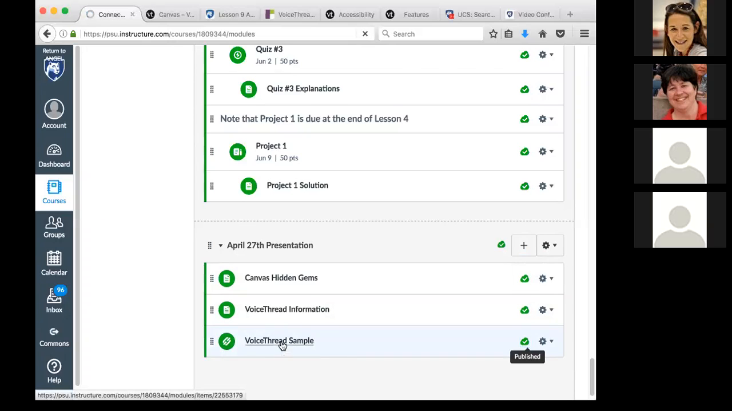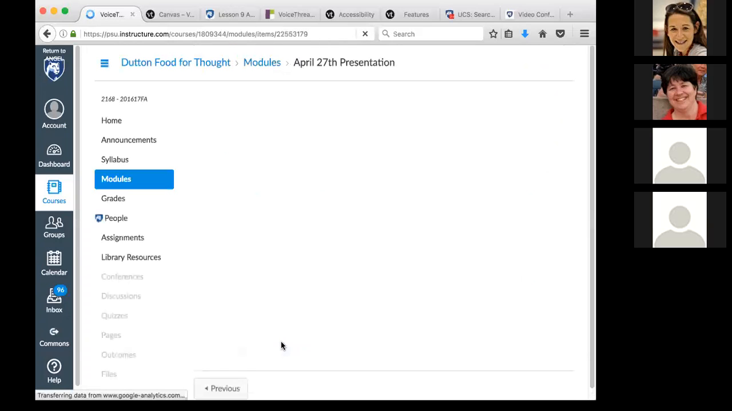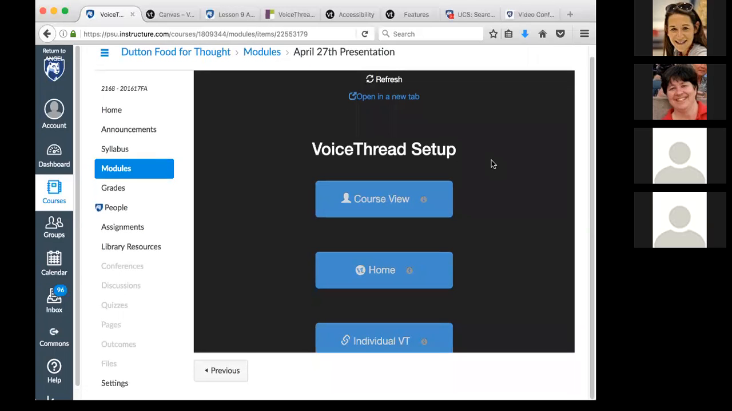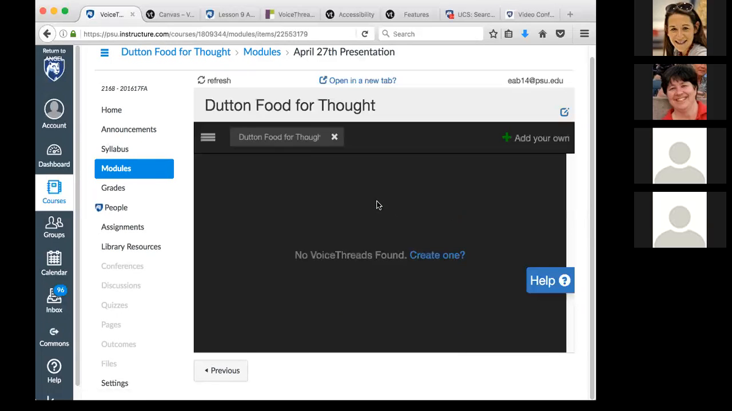Now I'm going to click on the link. What you should see next is we can choose here. Right now we're in Canvas, but as you can see, VoiceThread is integrated right within it. You can choose course view, home, which is the VoiceThread home, or you can choose an individual VoiceThread, which you would have a link for that you prepared prior. I'm going to go to course view. In this case, I created a sample earlier. Oh, but it's not found. Probably because I didn't publish it.